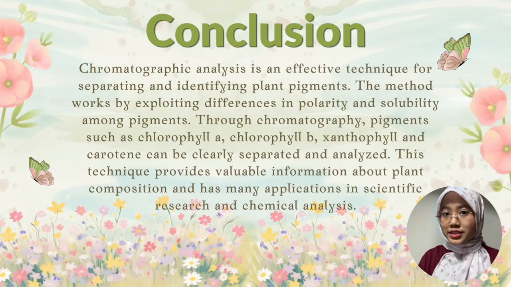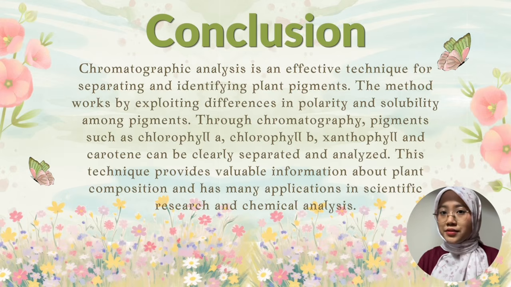The conclusion for this presentation is that chromatography analysis is an effective technique for separating and identifying plant pigments. The method works by exploiting differences in polarity and solubility among pigments. Through chromatography, pigments such as chlorophyll A, chlorophyll B, xanthophyll, and carotene can be clearly separated and analyzed. These techniques provide valuable information about plant composition and have many applications in scientific research and chemical analysis.